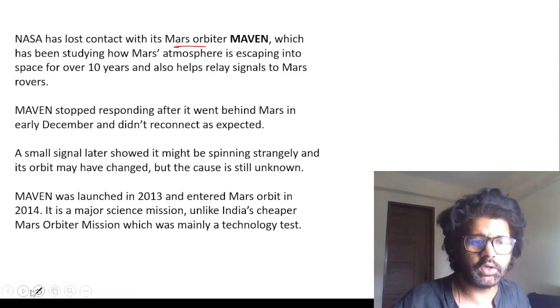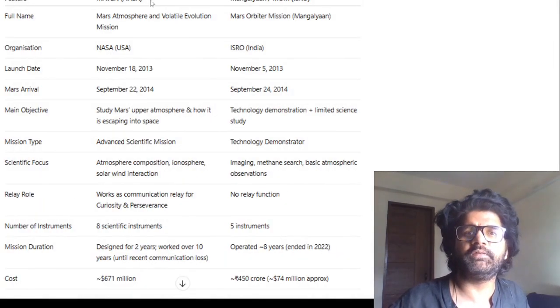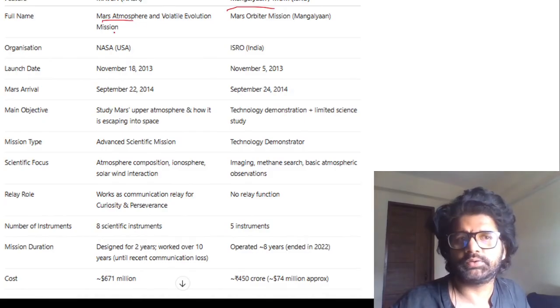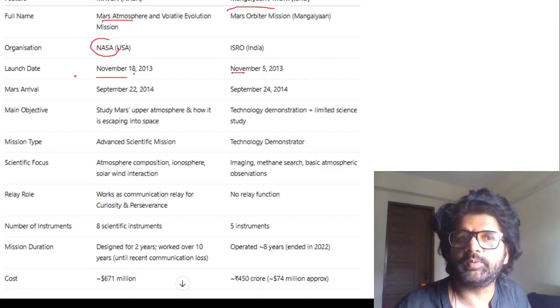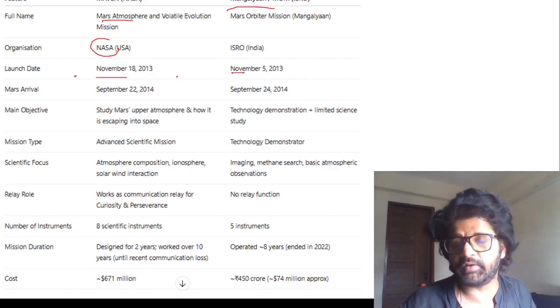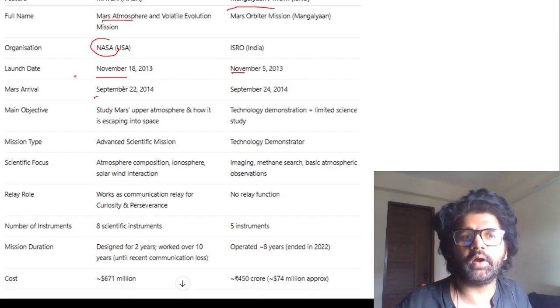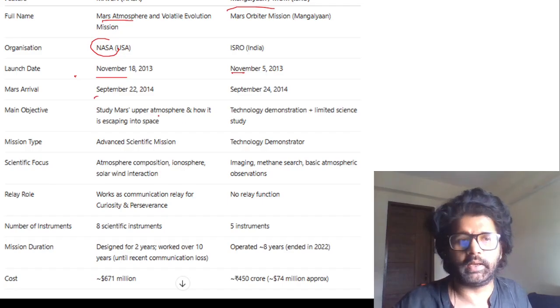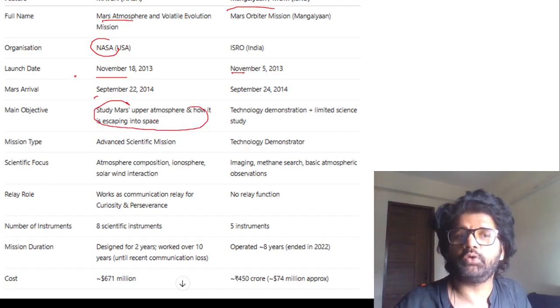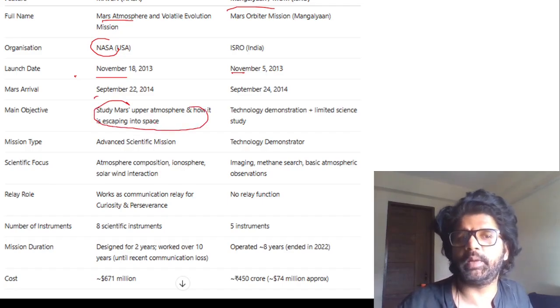Now, first of all, let's do a comparative analysis of MAVEN and Mangalyaan. NASA's MAVEN, ISRO India. Launch date November 18 for MAVEN. Mangalyaan launched 13 days before MAVEN. We have to do a comparative analysis, important. MAVEN arrived 2 days before Mangalyaan. It studies Mars's upper atmosphere, how it is escaping into space.